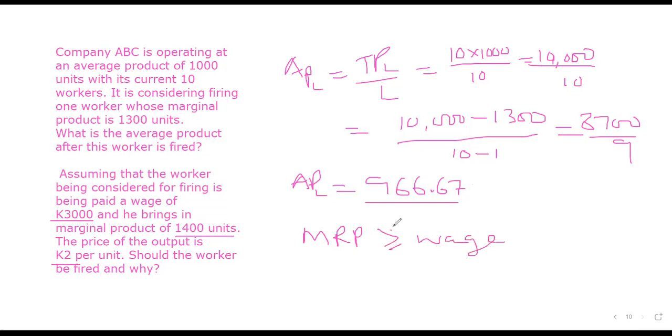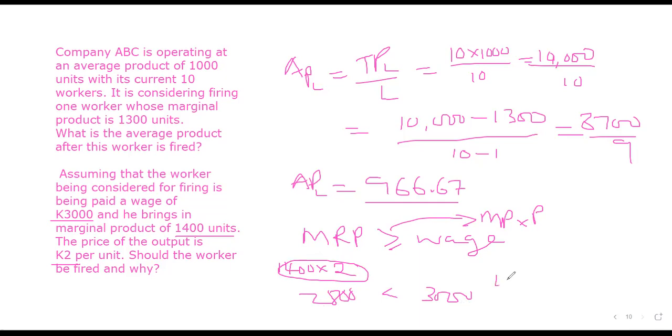The marginal revenue product is the marginal product of labor times the price. The additional units are what? 1,400. And the price is what? 2. So in total, he was bringing in 2,800. And how much were we paying him? 3,000. Was he worth keeping? No, because what he was bringing in was 2,800, and we were paying him 3,000. So he was uneconomical, so he was worth firing.